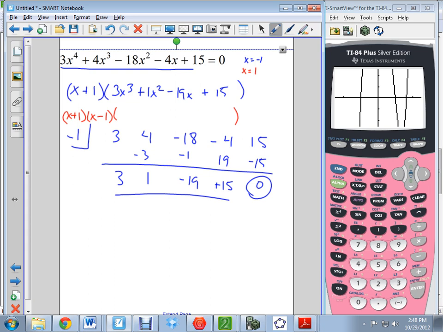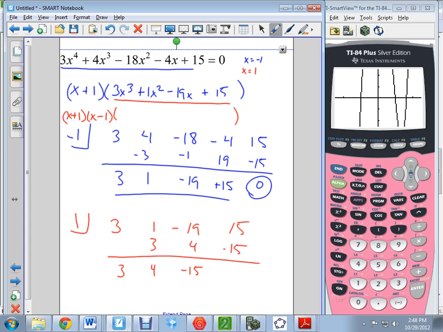So I'm going to have to do synthetic division again. This time it's a +1 in the box. The numbers are going to be the stuff that's left over already, which is going to be 3, 1, -19, and 15. Going to bring those down and get 3. 1 times 3 is 3, 1 and 3 make 4, 1 times 4 is 4, -19 and 4 make -15, -15 and 15 make 0, and that cancels out to get 0. So now the leftover stuff is 3x squared plus 4x minus 15.